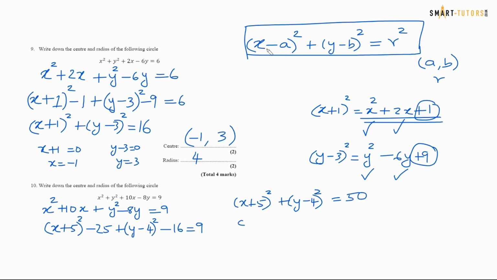So the center of this circle is minus 5 and 4, and the radius is the square root of 50, or the square root of 50 can be written as 25 times 2. The square root of 25 is 5, so 5 root 2. So that is our final answer for question number 10.